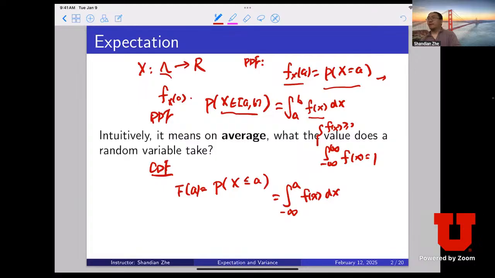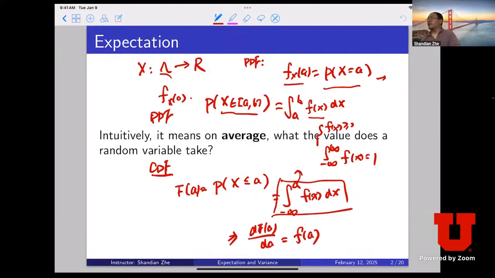Okay. And from this definition, we can immediately get to the conclusion. That is, if I take the derivative of the CDF, I'm going to take the derivative of this integration with respect to the upper limit of the integration. It will immediately give the PDF function evaluated at A.